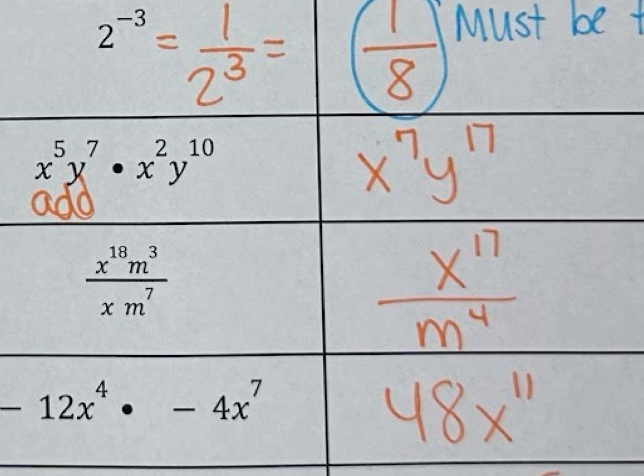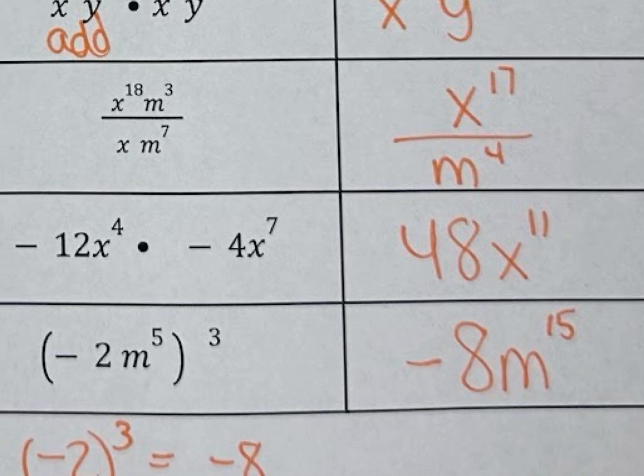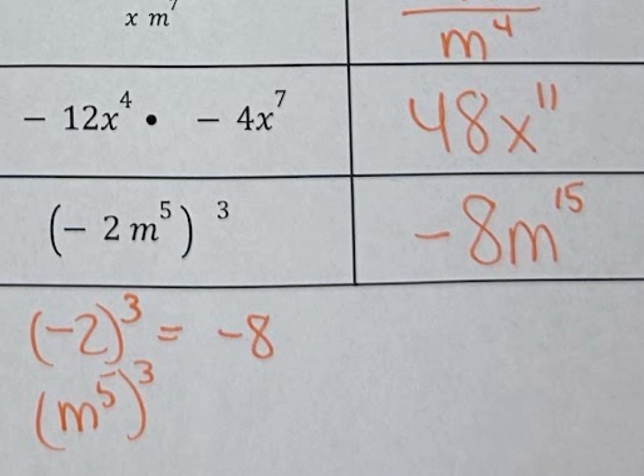Next question, I'm multiplying my coefficients. That makes positive 48. Add my exponents. That makes x to the 11th. All right, I am taking negative 2 to the 3rd power. Negative 2 times another negative 2 times another negative 2 would be negative 8. And I'm multiplying my exponents, m to the 15th.